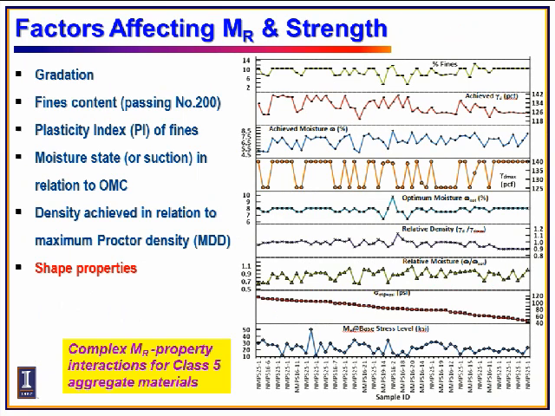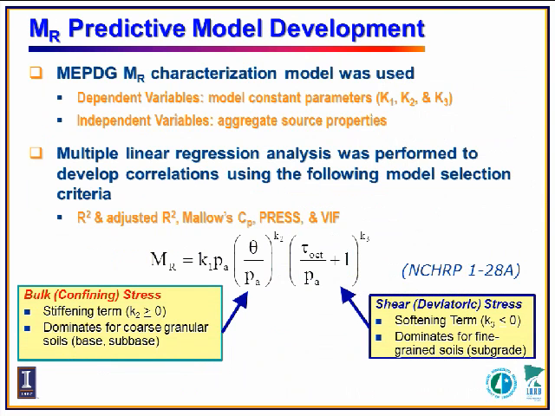As you can see, we analyzed different aggregate properties ranging from gradation to shape properties. Those factors are interacting with each other to affect the resilient modulus and shear strength behaviors. So as I mentioned before, the first major task is to develop some empirical correlations between aggregate properties and mechanistic design inputs. This way, pavement design can estimate those important mechanistic properties without running some time-consuming lab testing.